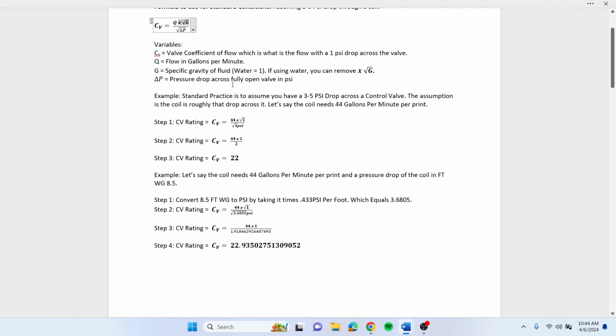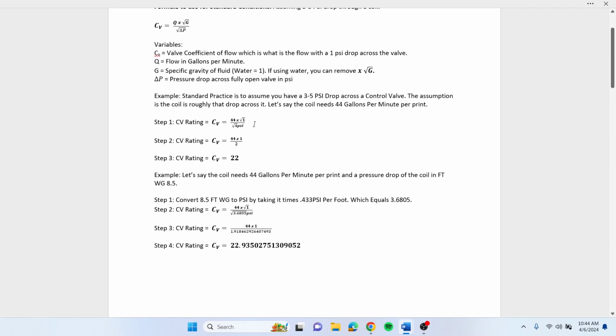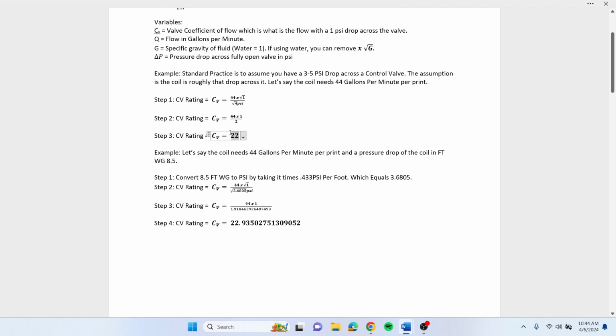So let's say you look at a print, and that print tells you that you need 44 gallons per minute, but you don't know what the pressure drop is across your coil. If we figure a 3 to 5 psi drop in the coil, then we want our valve to match that. Let's just shoot for the middle. We'll say our psi drop that we're shooting for is 4. So you end up with 44 divided by the square root of 4 psi, because we didn't really need this part over here. It's just there to show you. If you had propylene glycol or something like that, then you need to pay attention to that specific gravity. So 44 divided by 2 is 22.